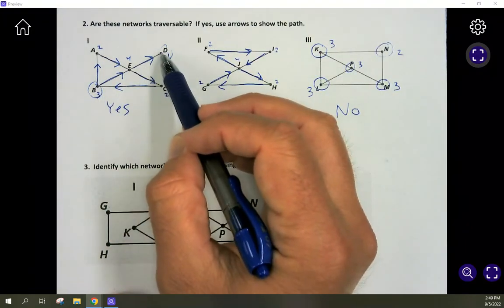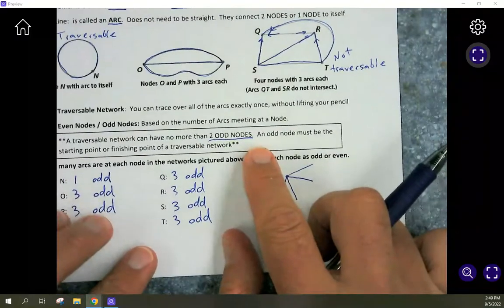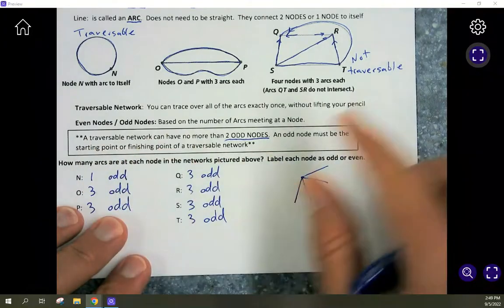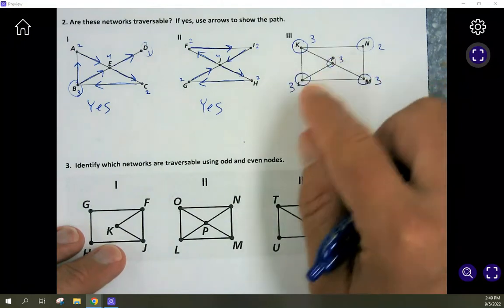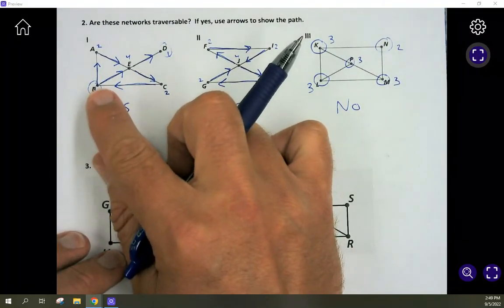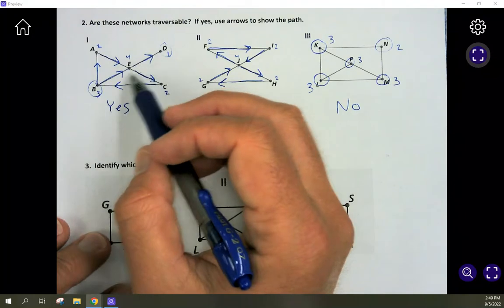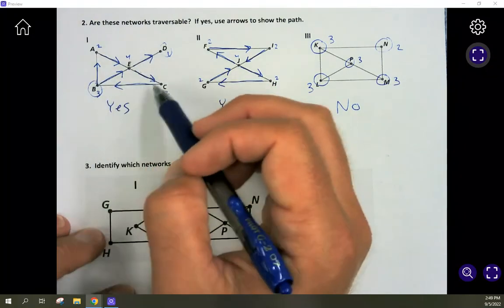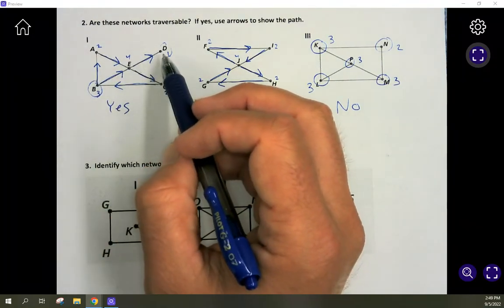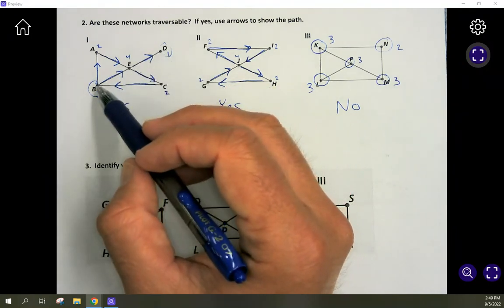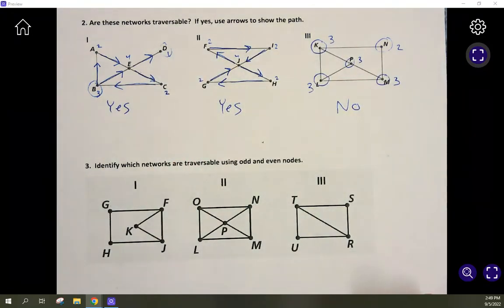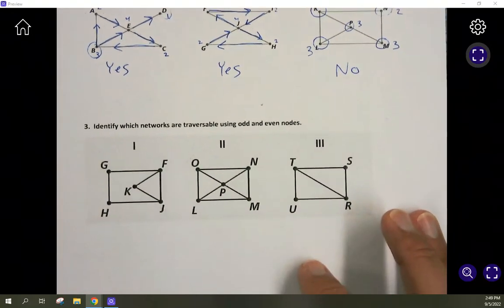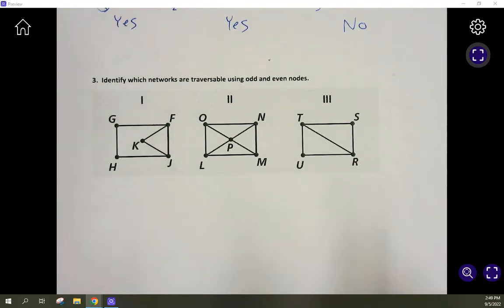But when you have an odd node, we talked about it right here, an odd node must be the starting point or finishing point if it is traversable. If you've got more than 2 odds, it's not going to be traversable. And so right here, now that we know that information, we could have come up with the answer a lot quicker, based on the fact that this is odd and this is odd. That has to be your starting point and this has to be your finishing point, one way or the other. So now, again, that could have been a little confusing. Let's go ahead and retry this now, just looking at odds and evens.